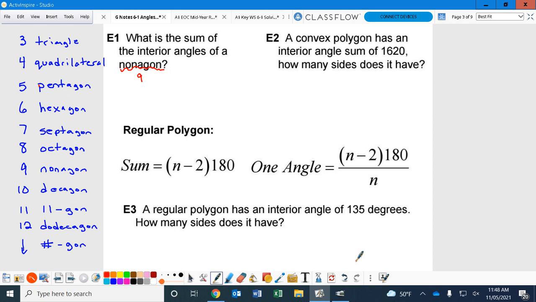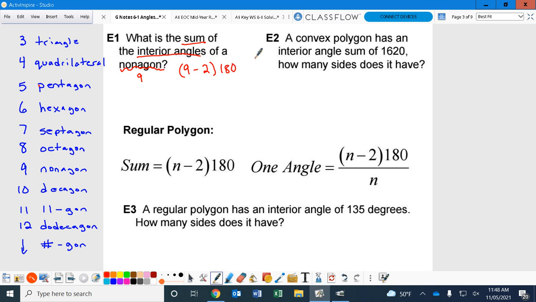Okay. So we're going to start with the nonagon. A nonagon is a 9-sided figure. We're going to find the sum of the interior angles. And if we're using the sum of the interior angles, that's the formula we just did. That's that n minus 2 times 180. What's the n going to be in this case? 9, so it's going to be 9 minus 2 times 180.